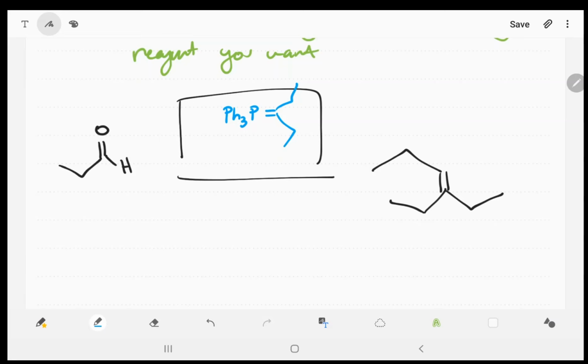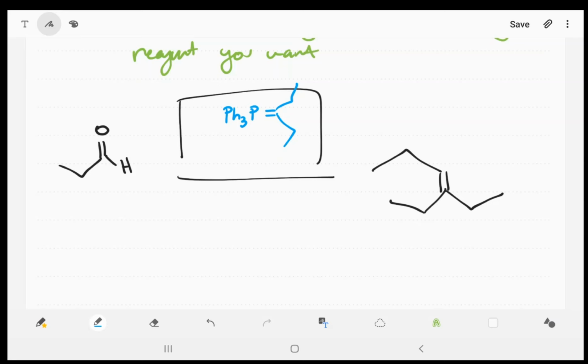However, if I'm asking a mechanism, then yeah, you're going to have to show the formation of the Wittig. Alright. Does that make it clear? Yes. Cool. So, yeah, there we have it then.